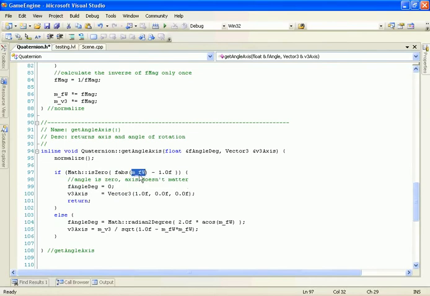If the w value is not equal to 1, or minus 1 for that matter, then we can calculate the angle based on this calculation here. We take 2 times the arc cos of w, convert that to degrees, and the axis is calculated by taking the vector component of the quaternion, dividing it by the square root of 1 minus w squared.